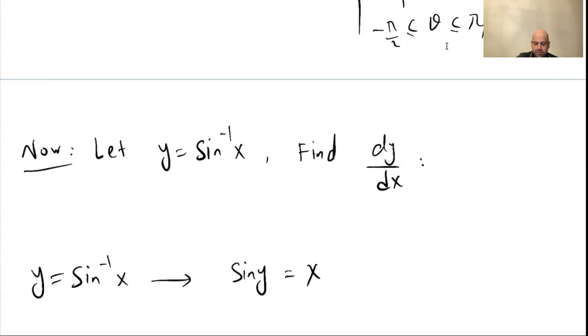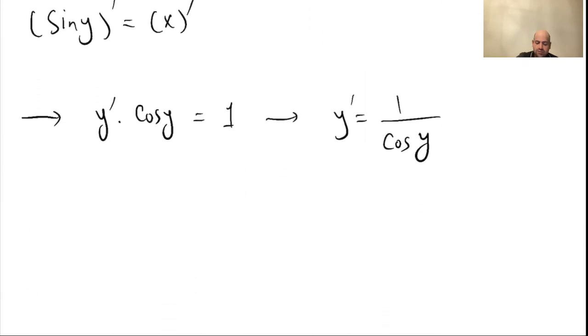1 over cos y is a formula for y prime, and this formula is correct, but our preference is to write a formula in terms of x for y prime, because originally y was given as a function of x, sine inverse x. So our preference is to have a formula only in terms of x for y prime. So y prime right now is 1 over cos y. How can I write it in terms of x? I know that sine y is x. So if sine y is x, what will be cos y?